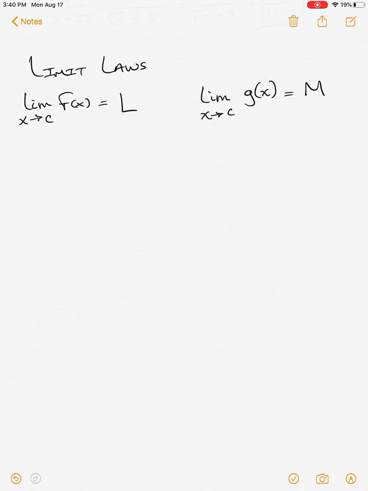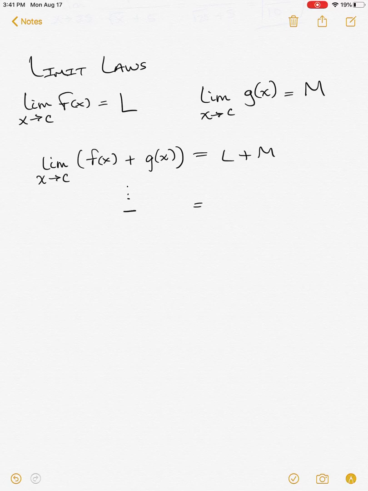Limit laws are straightforward. If you take the limit as x approaches c of f of x plus g of x, we don't have to make this difficult, people. That's the same thing as saying L plus m. Just take the values and add them together. Same concept if it was subtracting. I'm just going to toss a minus sign right here, everything else staying the same. That would be L minus m.